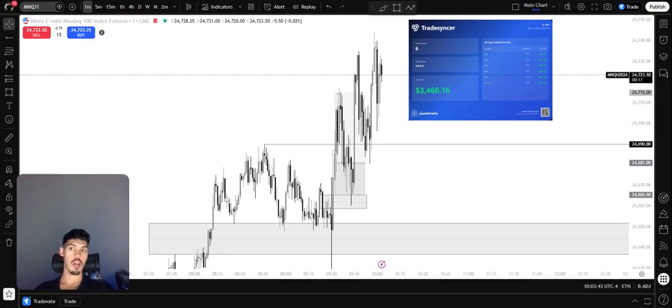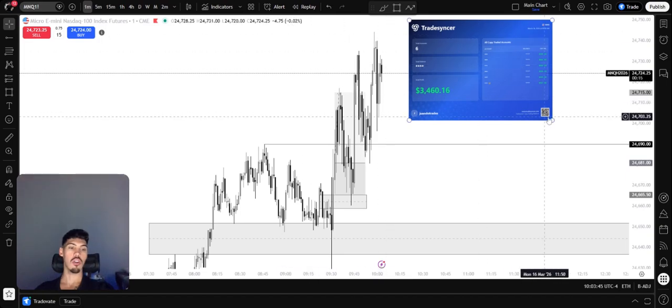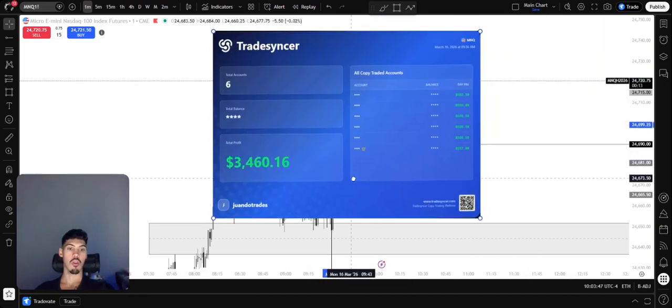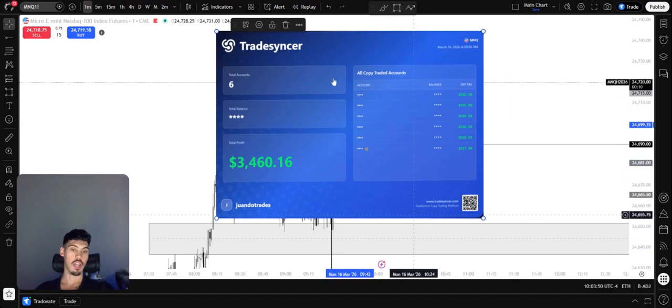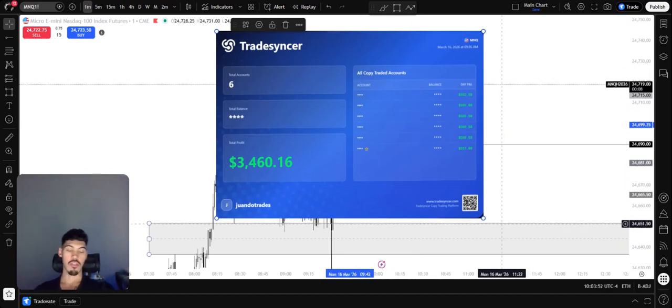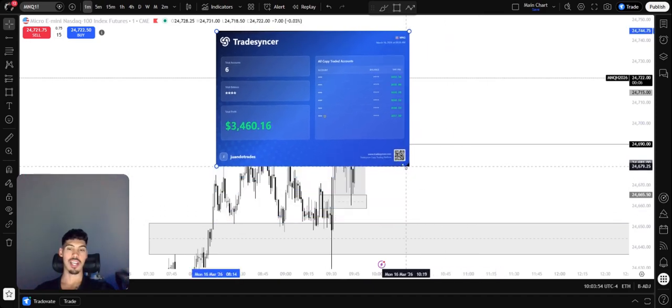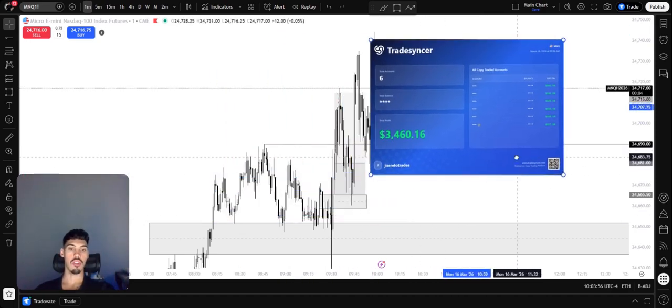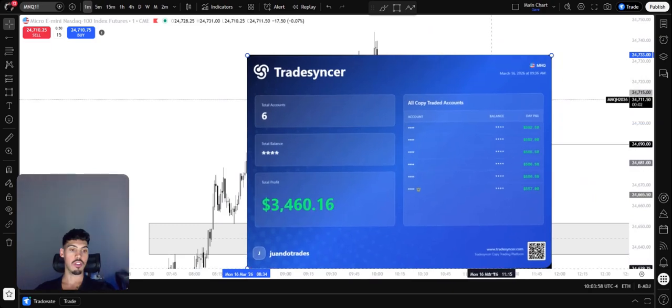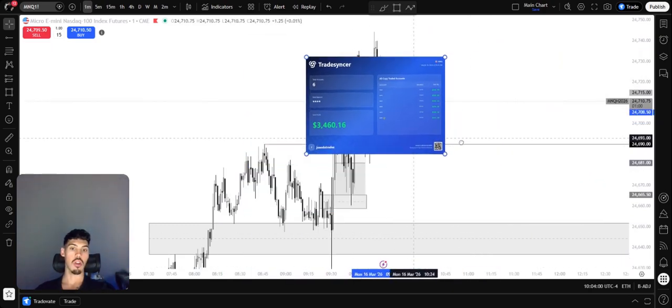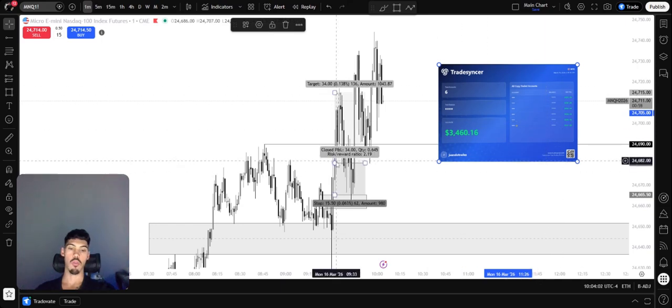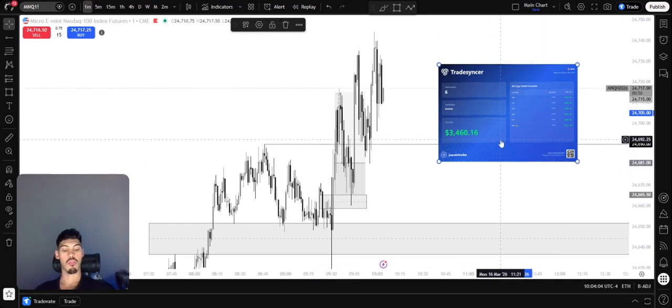Here's how I made $3,460 trading the Nasdaq this morning across my 6 accounts. I have some Lucid accounts and some Alpha accounts. I have 6 evals right now. I made about 3.4K on the day, roughly 592 across all of them. So yeah, $500 a day, one loss, one win, came out 3.4K on the day.